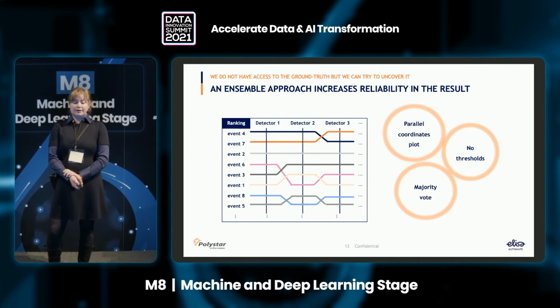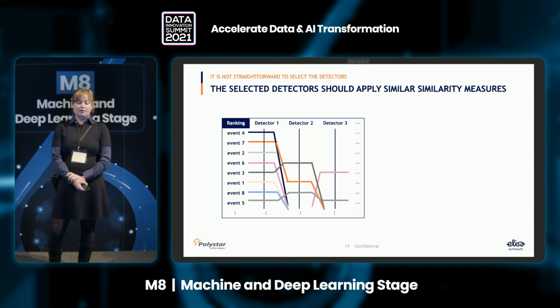This looks nice, but we still have a lot of anomaly detectors that we can choose from. In most cases, if you select some anomaly detectors at random and build this parallel coordinates plot, you will get something like this: if you first select one detector and use that ranking as a frame of reference for the rest of them, they do not agree with each other. This is actually doing the opposite of increasing the reliability of the result.